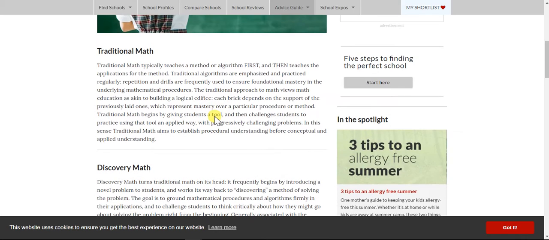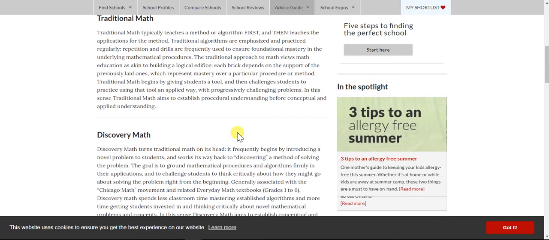So traditional math typically teaches the method or algorithm first, and then teaches the application for the method. So 2 + 2 = 4. Here's how you get to that. Here's what you do. Here's the operation. That's the whole thing. You spend a bunch of time instructing, and then a bit of time practicing, and then you practice. Remember mad minutes, memorizing the mathematical multiplication tables? So now they've scrapped all that.